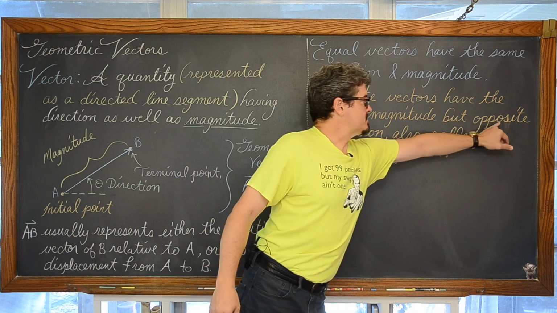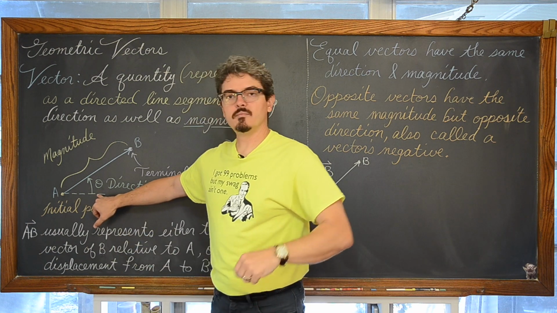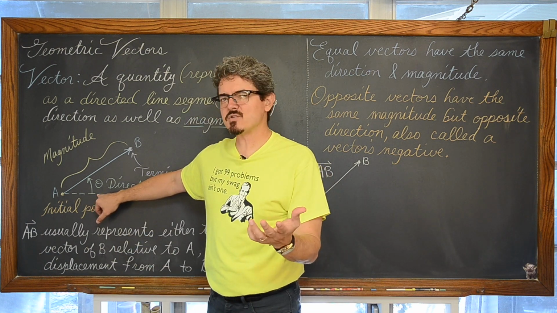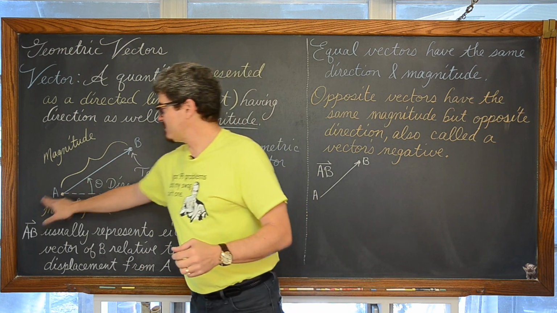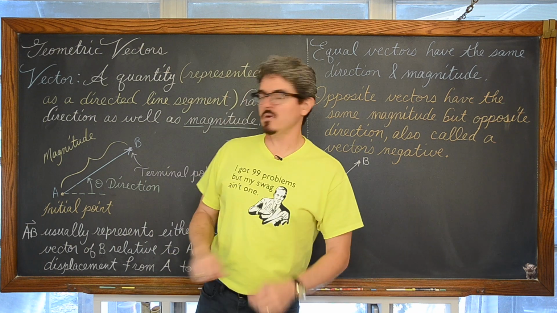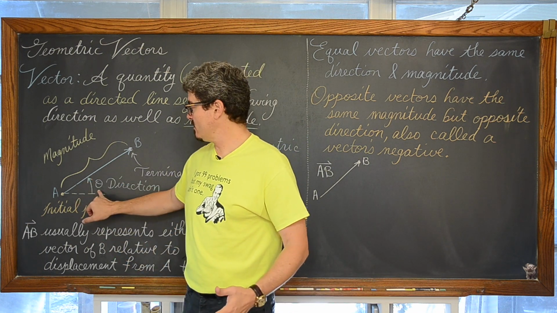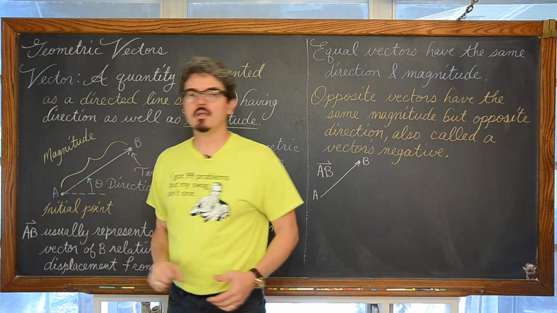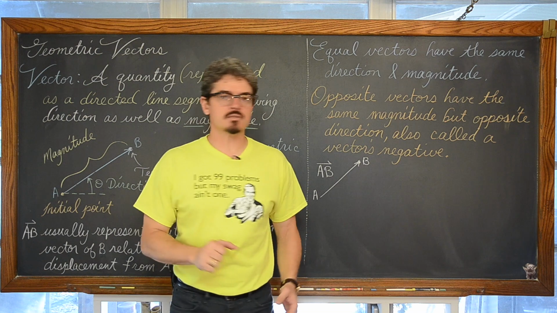But they have the same magnitude, but the opposite direction. In other words, this angle, you're probably measuring it right now in degrees, but it could also be in radians. Those opposite vectors are going to be separated by 180 degrees. So say instead of a rotation of 30 degrees, you're rotating 210, or pi over 6 and 7 pi over 6.